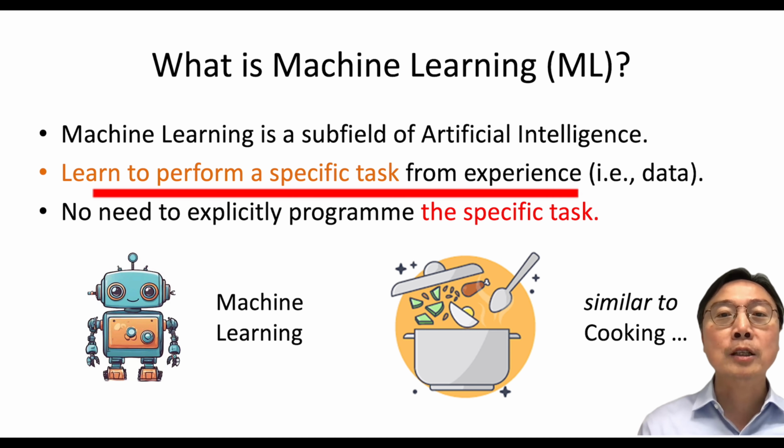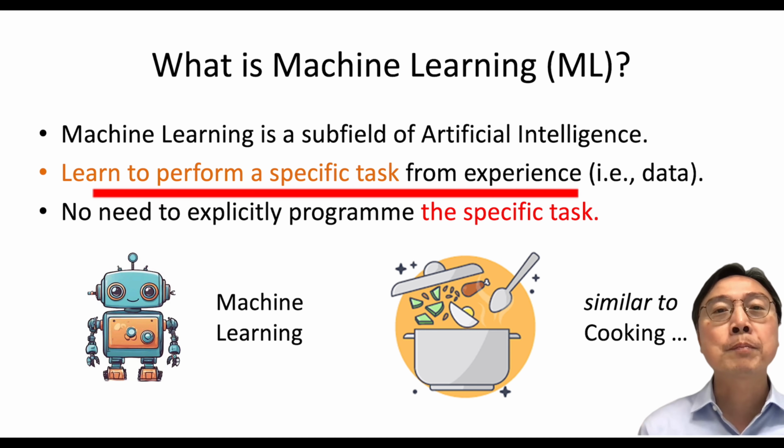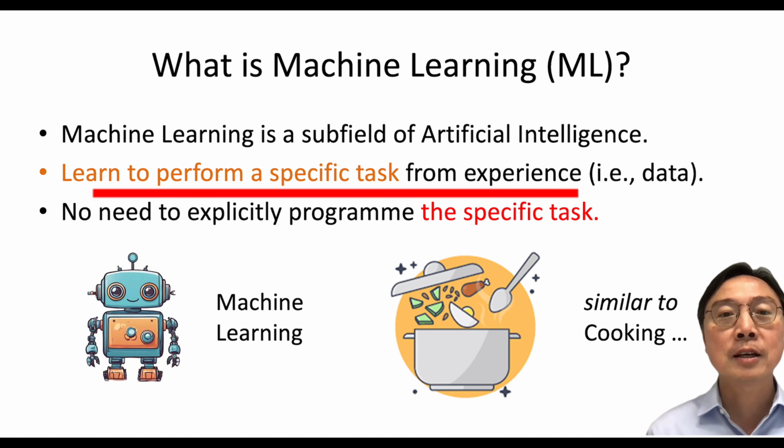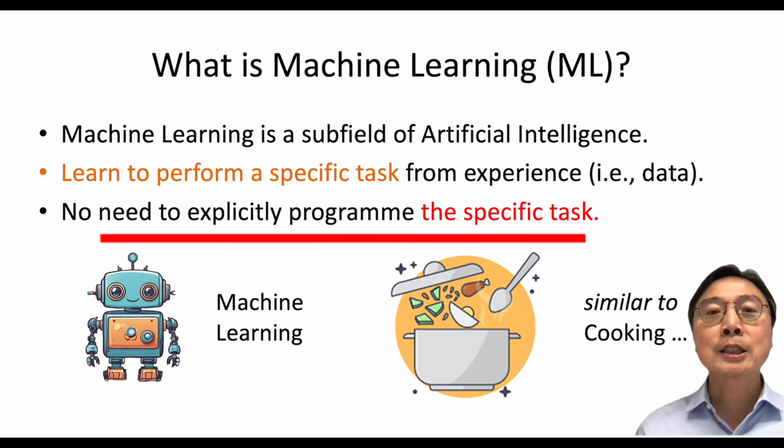And here we're talking about experience recorded in data. Machine learning tries to learn from this data to perform some specific tasks, which will be further described afterwards. And the nice thing is that it learns from data, which means that there's no need to explicitly write very detailed programs to perform those tasks.